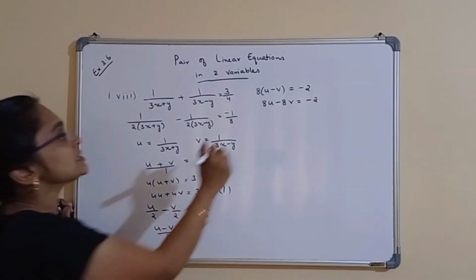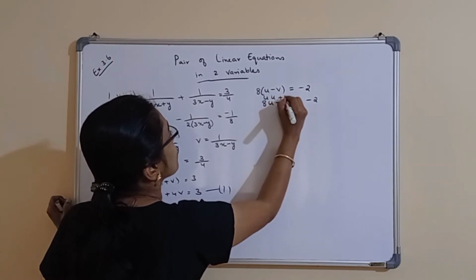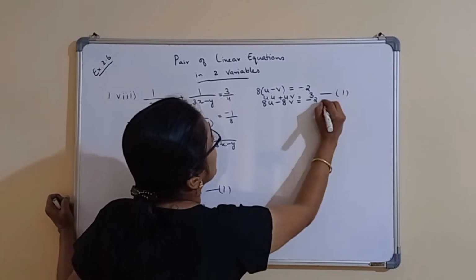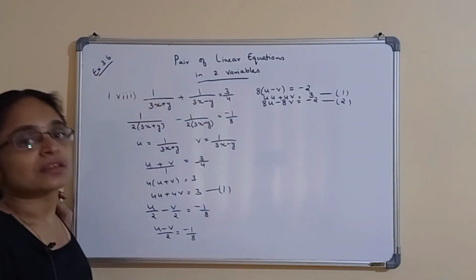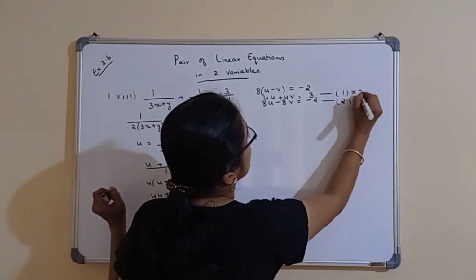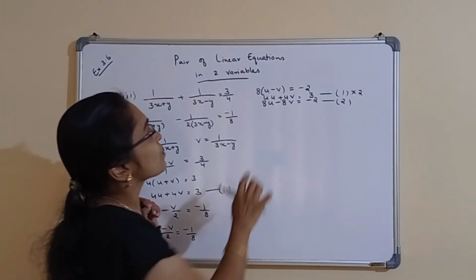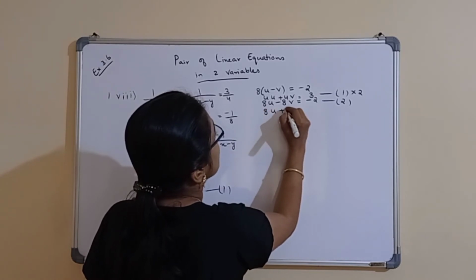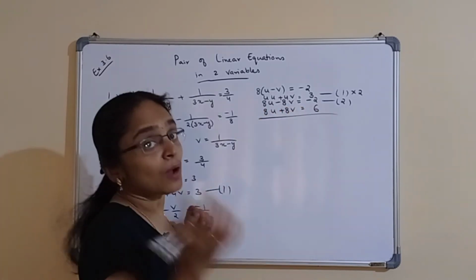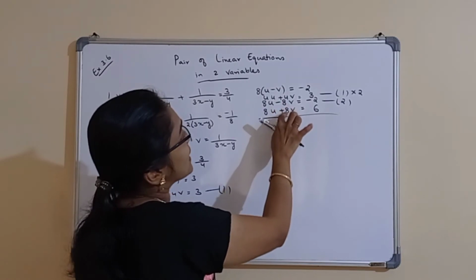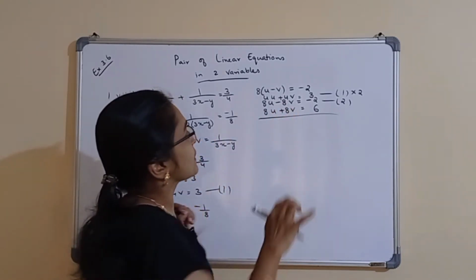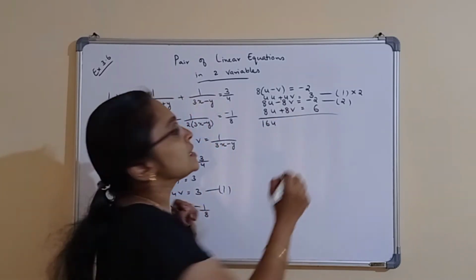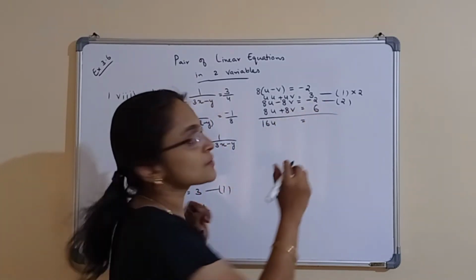And first equation is 4u plus 4v is equal to 3. So this is the first equation and this is the second equation. Now we can multiply this by 2. Right? So we can eliminate v. So we will get 8u plus 8v is equal to 6. Now we can add this. If we add this, the v term will get eliminated. So 8u plus 8u is 16u and this is 0, is equal to minus 2 plus 6 is 4.